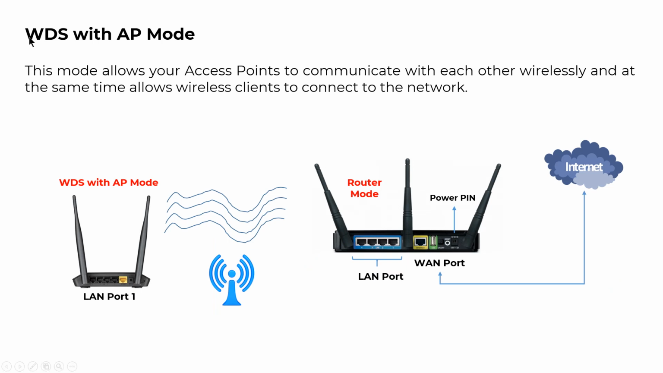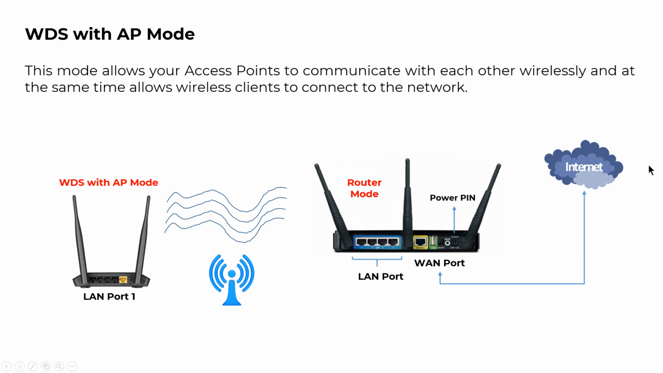This mode allows your access points to communicate with each other wirelessly, and at the same time allows wireless clients to connect to the network. So when you set the second device to WDS with AP mode, your local LAN network devices, plus the wireless devices and smart gadgets, can all access the network resources. So this is the advanced mode, the WDS mode and WDS with AP mode.